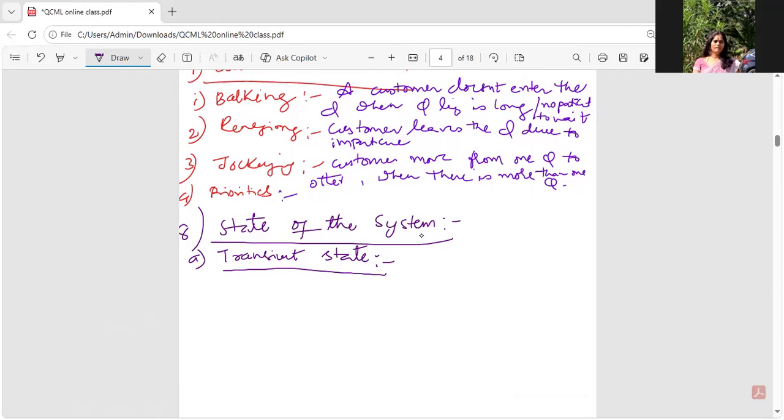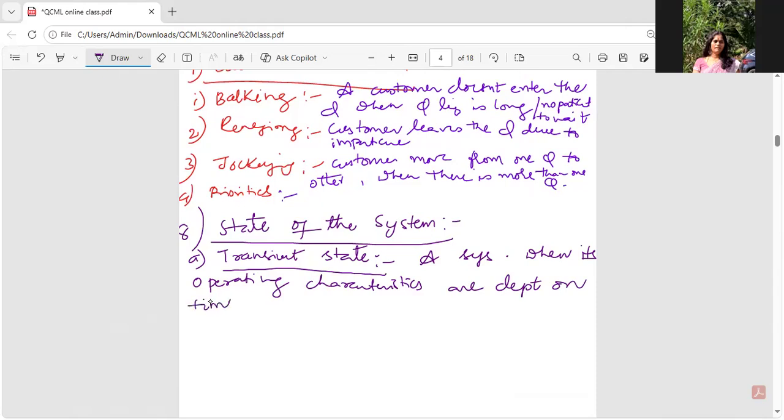Transient state: when a system's operating characteristics are dependent on time, it would be called a transient state. Steady state: independent of time.